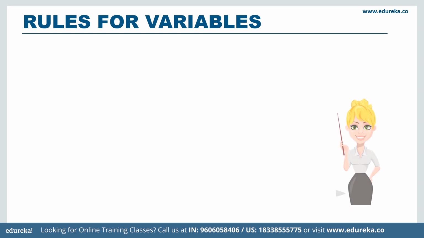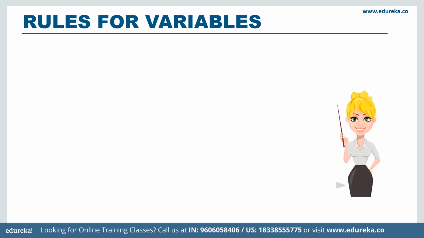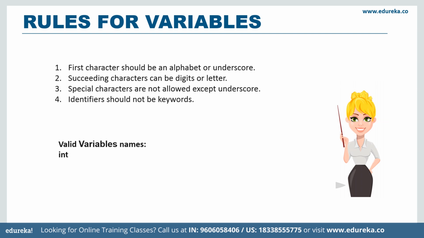Followed by this, let us understand the rules to be followed to declare variables in C#. They are simple. The first character should always be an alphabet or an underscore. Succeeding characters can be either digits or letters. Special characters are not allowed except the underscore. And the last rule is that the identifiers should not be keywords.